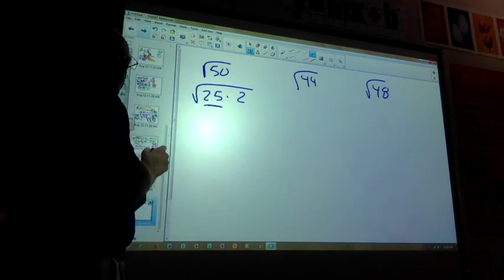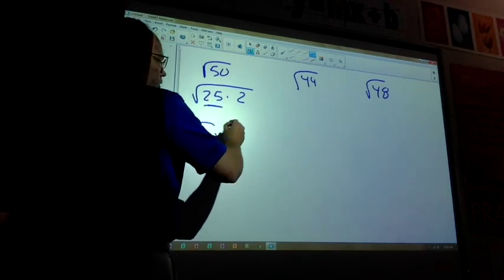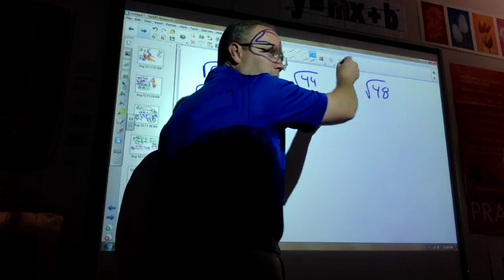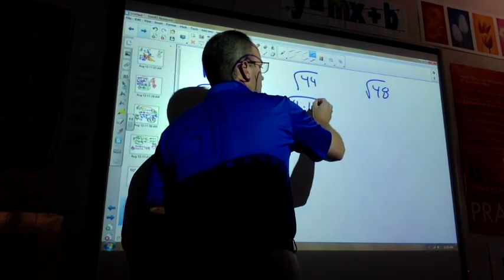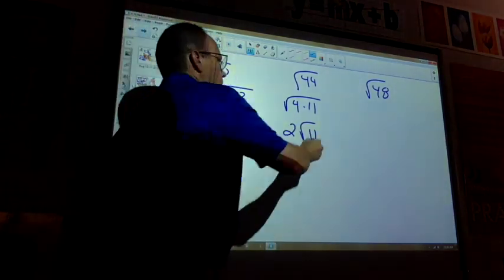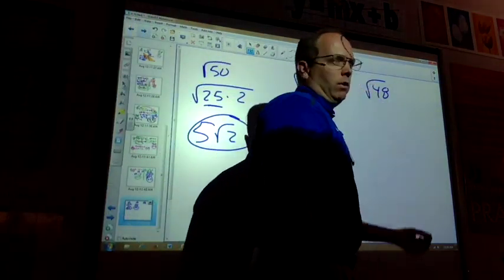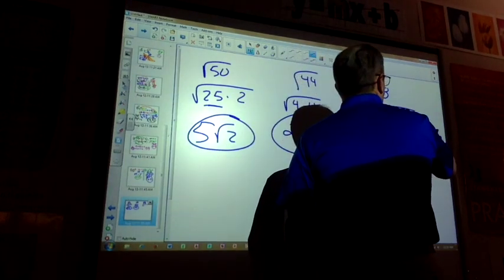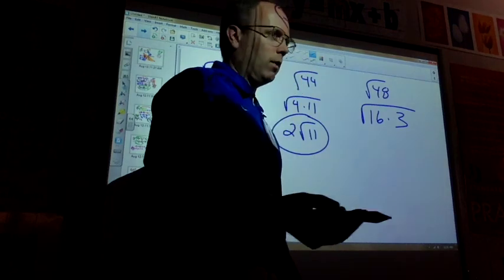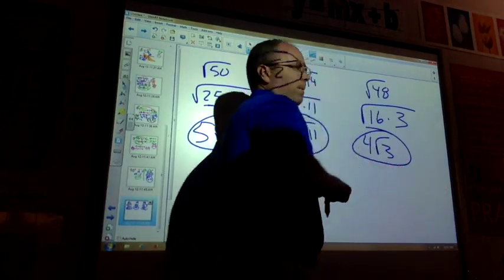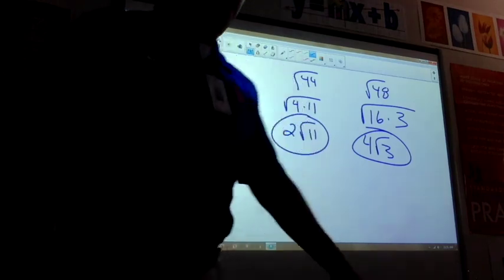What's the square root of 25? And I don't know what the square root of 2 is, so that's my answer. So this one would break into 4 and 11. Square root of 4 is 2. Done. And then this is the tough one. Everyone wants to go with 4. Yeah, you're almost right, but it is 16 times 3. 16 is the largest perfect square, so the square root of 16 is 4, so I get 4 square root of 3. Cool? All right, notes time.